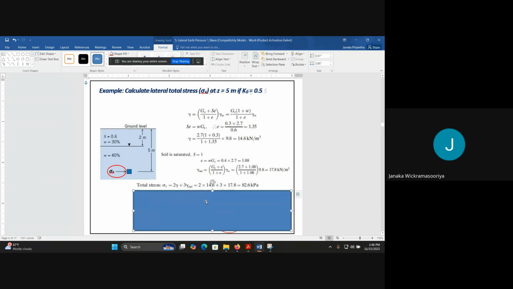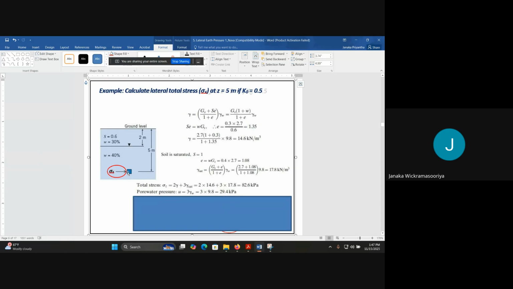Then we can find the effective stress. Before finding the effective stress, you will have to find the pore water pressure at this particular point. Pore water pressure means gamma w h. h is 3 meters, from here to here it is 3 meters. 3 meters multiplied by gamma w, that would be 3 times 9.8, that is 29.4.